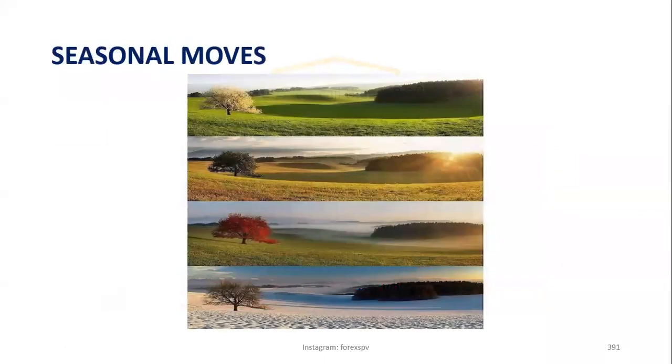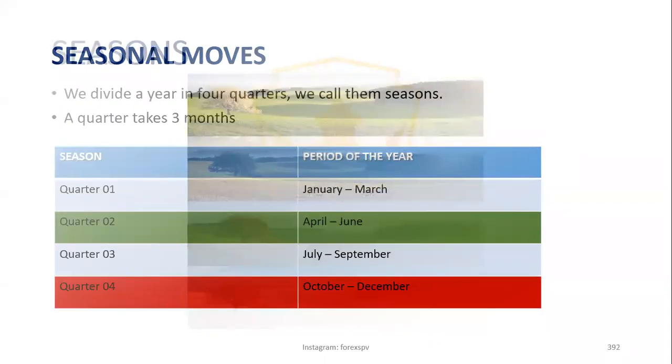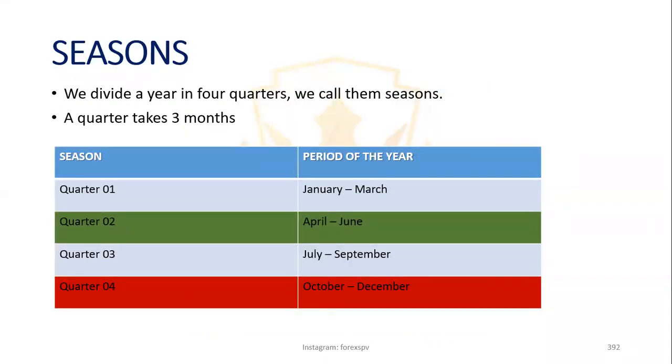So let us continue with the seasonal moves, market sentiment, and the 4 phases of focus. Now, seasonal moves. We divide the year into 4 quarters, and we call them seasons. Basically, a quarter will contain 3 months. Right now, we are in the second quarter, May.